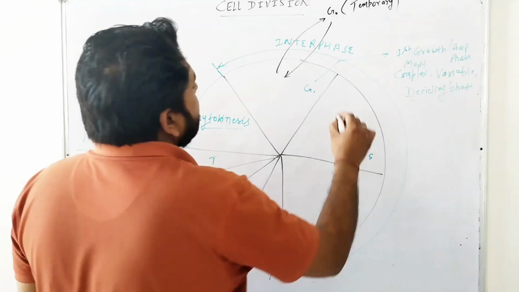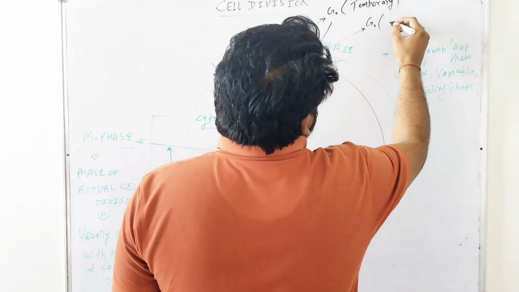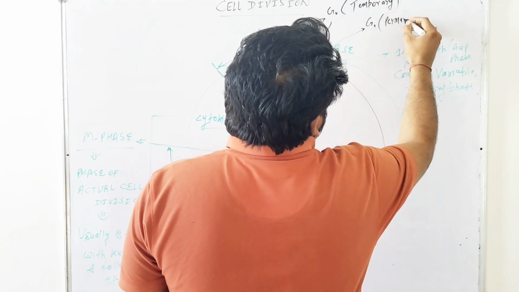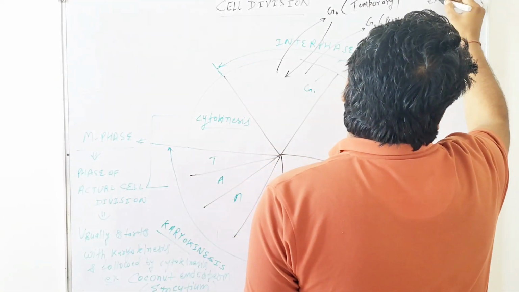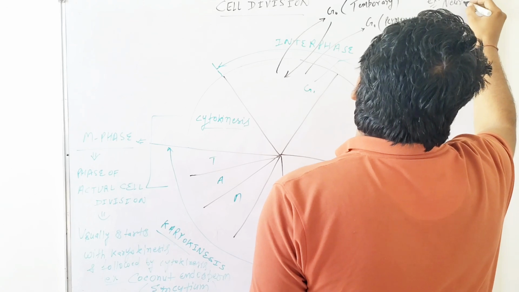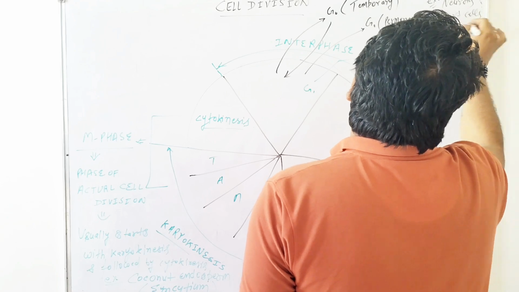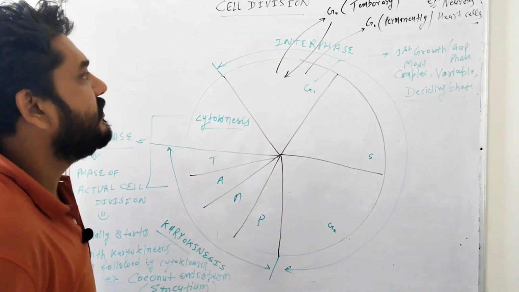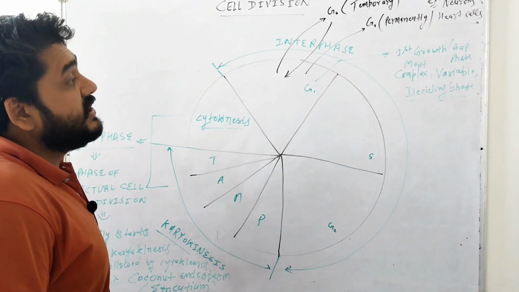But in some cases, some cells go into the G0 stage permanently. Do you know examples of this? You can remember the neurons and the heart cells. They do not come back into the cell cycle, which means they do not divide. So every decision is taken in the G1 phase.